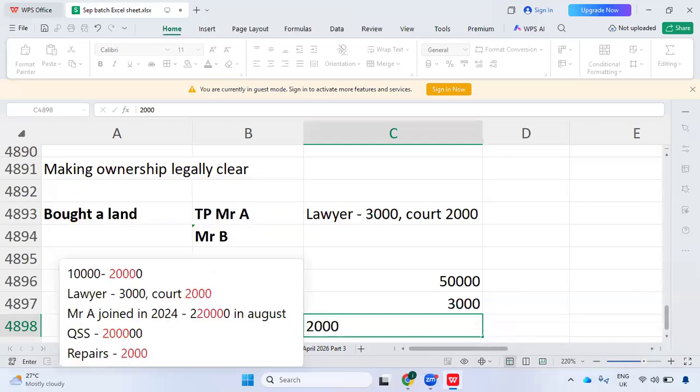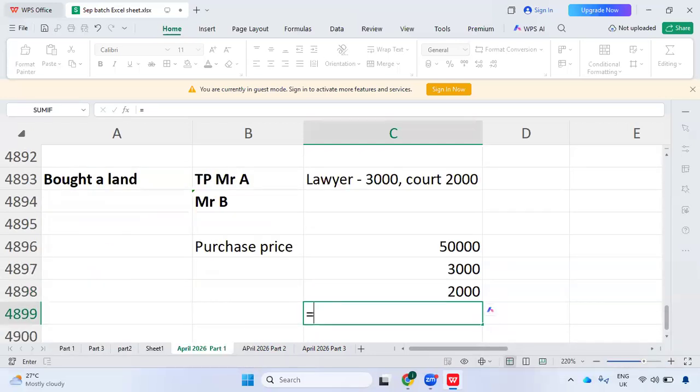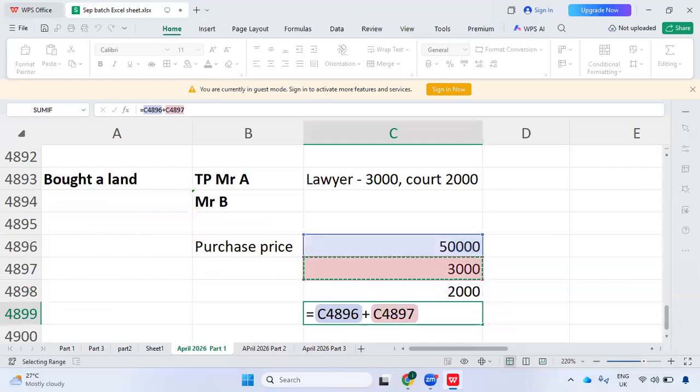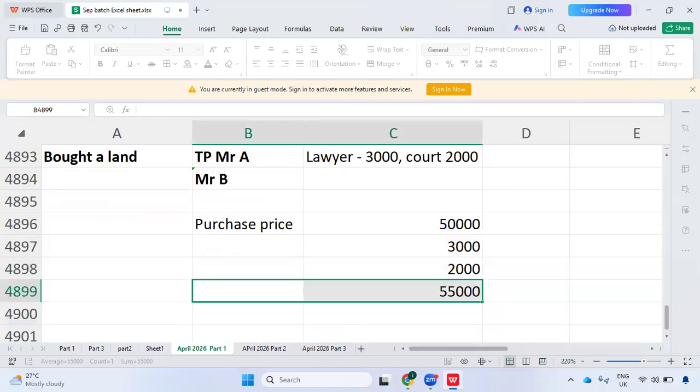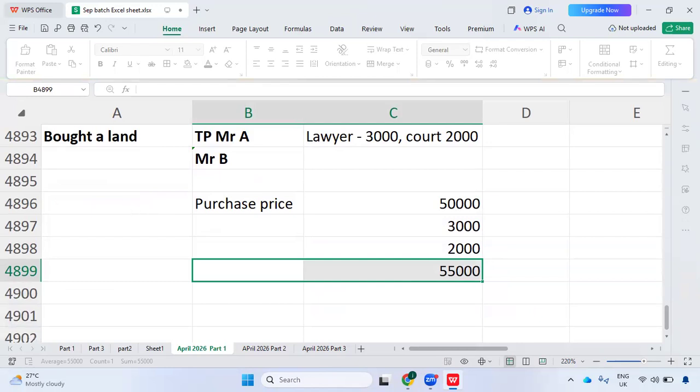So the new basis will be $55,000. So why is this basis adjusted? This is very important, because when we sell the property, we require the adjusted basis. So that will determine your capital gain. For calculation of capital gain, the basis is very important, right?